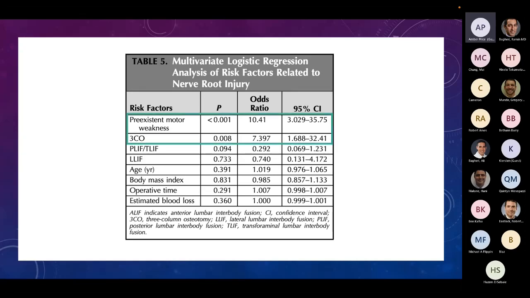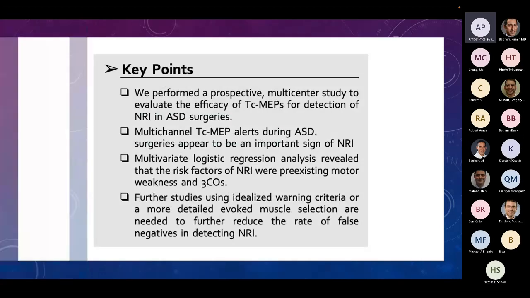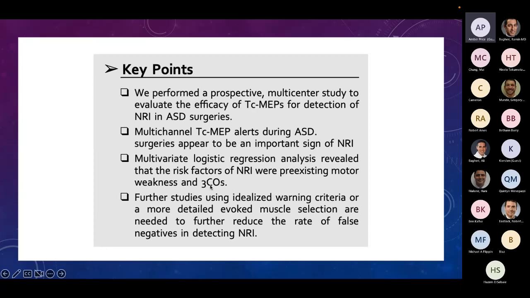And then they again looked at risk factors, and the two risk factors for having a postoperative neurodeficit with an intraoperative neuromonitoring change were having a 3-column osteotomy, or a pre-existing motor weakness. You were more likely to have a nerve root injury postoperatively when you had a neuromonitoring change. I think that's because with those injuries you already have a decreased baseline to start with. So these were their key points: the risk factors, pre-existing weakness and 3-column osteotomies, and further studies trying to figure out what idealized warning criteria would be to decrease the rate of false negatives.